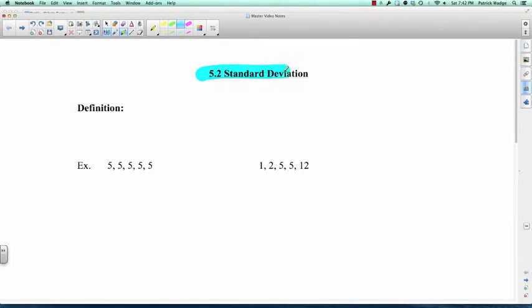Section 5.2 is on standard deviation, and what you're going to notice today is I'm speaking in a rather hushed tone. And the reason for that is because standard deviation is a very serious topic.